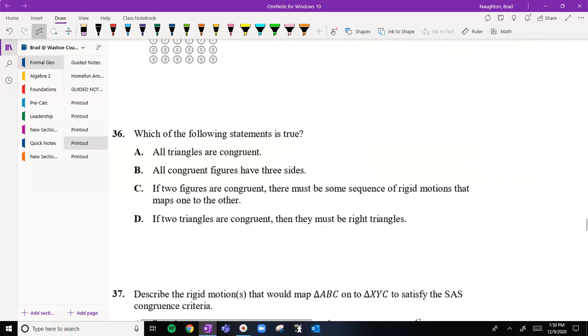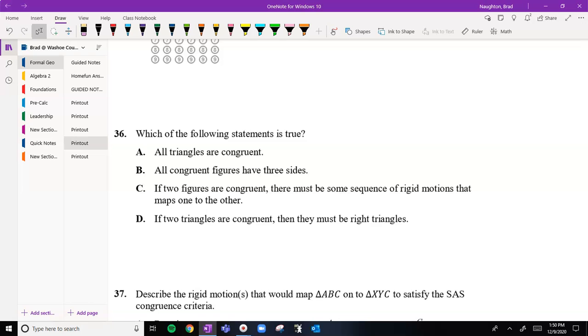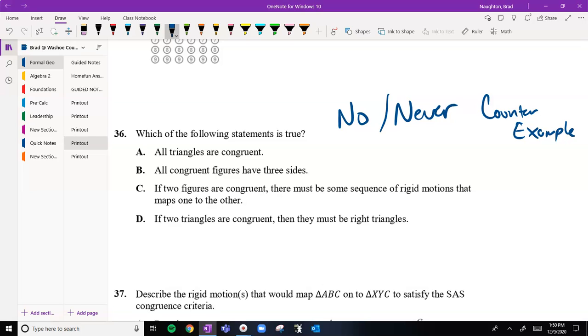Alrighty, so which of the following is always true? Okay, I always like these. So remember, true is that there's no, never, ever a counterexample. So on this one here, ladies and gents, are all triangles congruent? We know that that's not true, because there's isosceles, there's right, there's scalene, equilateral, there's no way. Congruent figures have 3 sides. Well, do we have congruent angles?